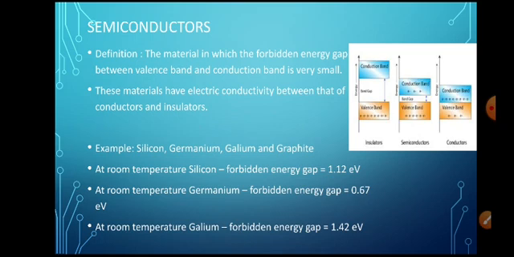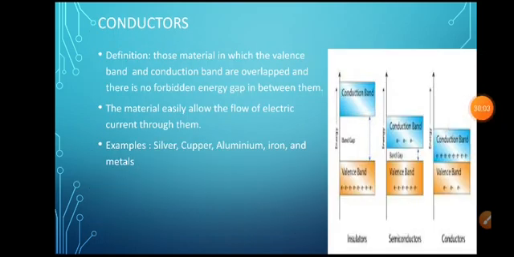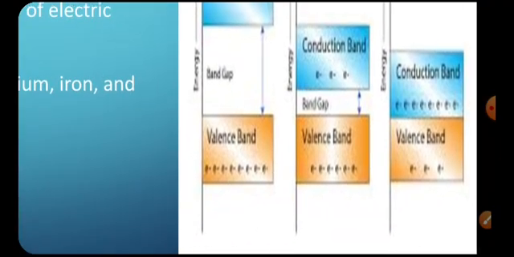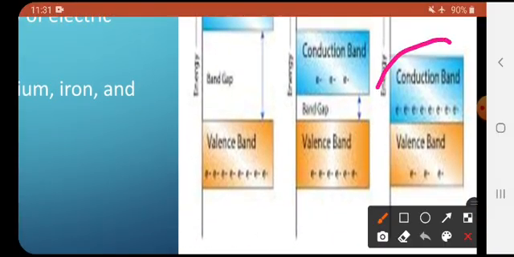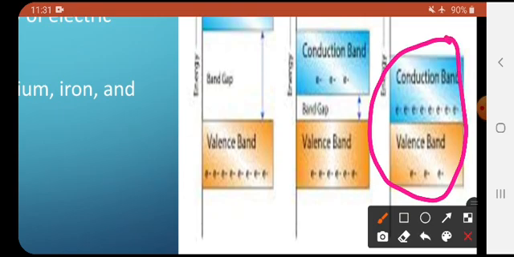So next, conductors. The conductors are those having plenty of free electrons available for the electric conduction. So they conduct the electricity due to the availability of plenty of free electrons. In terms of energy band, there is no gap between the conduction band and valency band. The conduction band and valency band are overlapped here. This is for conductors.